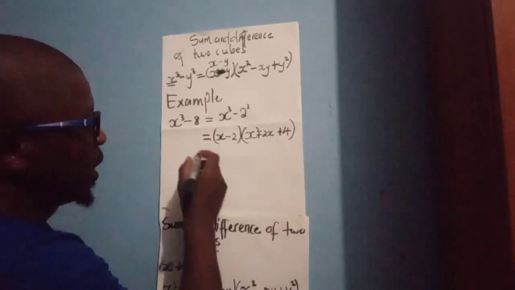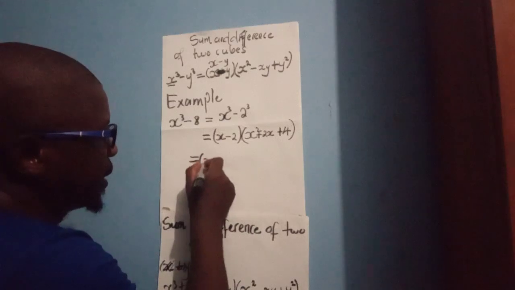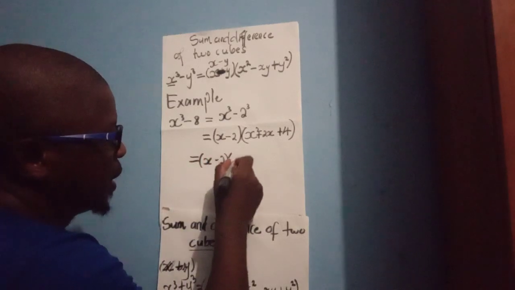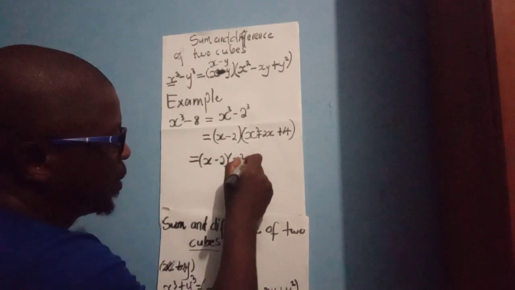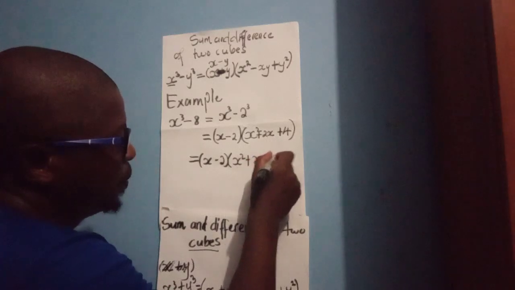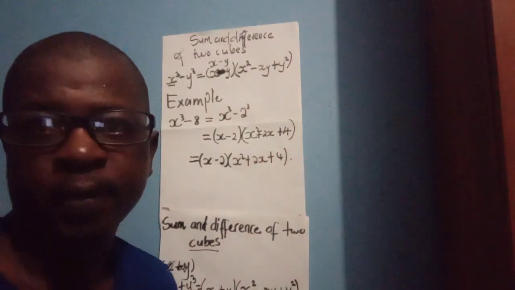So this is also quite clear. Let me rewrite it as x minus 2 times x squared plus 2x plus 4.